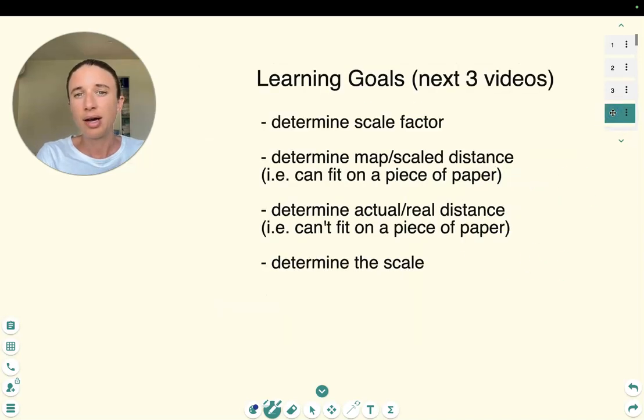Now, in our next few videos, these are the skills we're going to be working through. So determining the scale factor, determining the map or scale distance, determining the actual or real distance, and determining the scale.